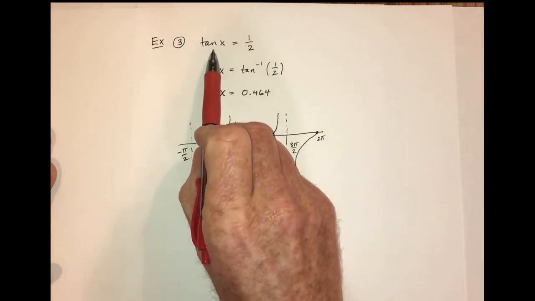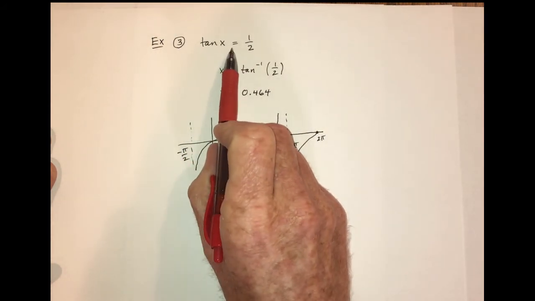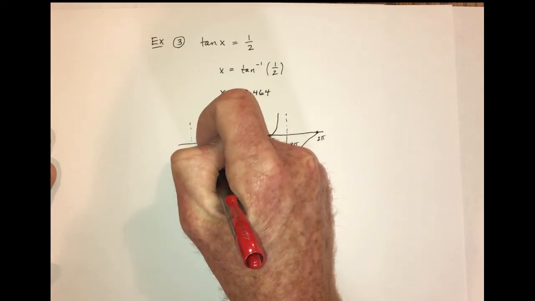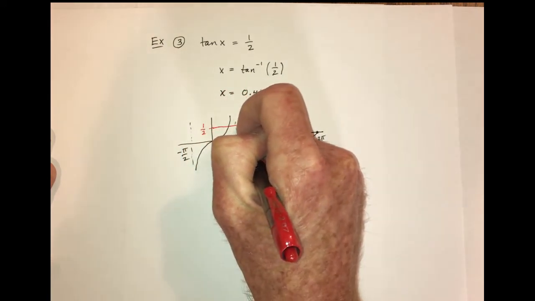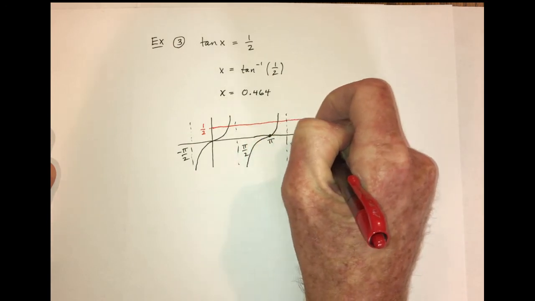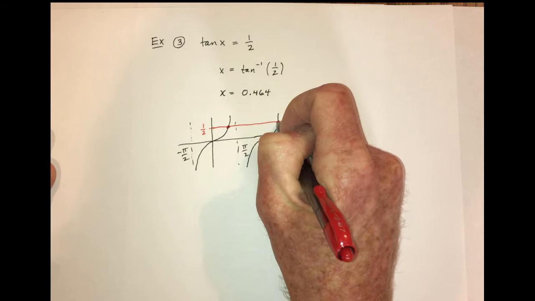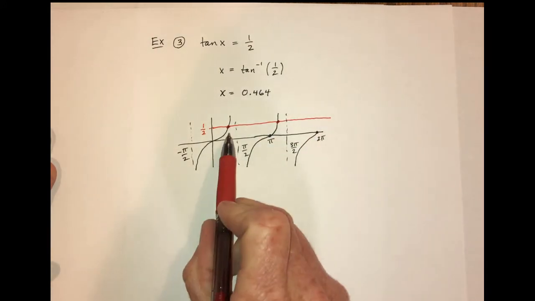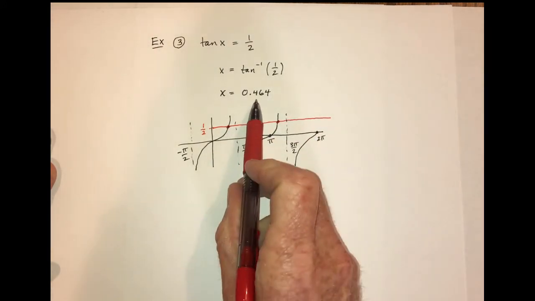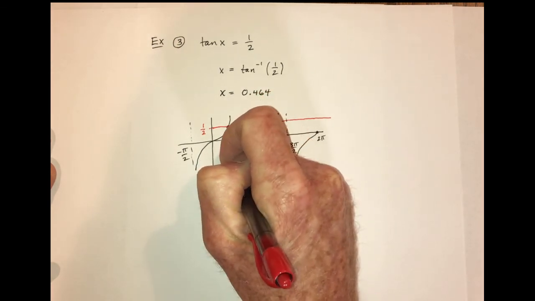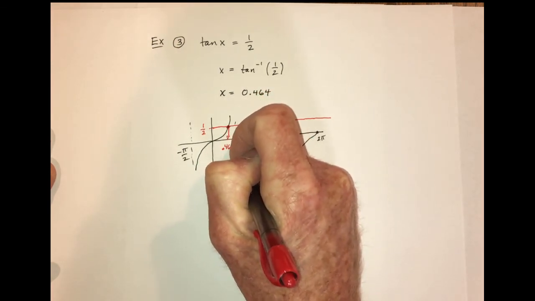So this is the graph that we need to use. And again, this is saying look at the tangent graph. When is the y value equal to a half? So draw a line straight across, and it looks like there's two answers. So this first answer is the decimal that we just got. So right here, x will be 0.464.